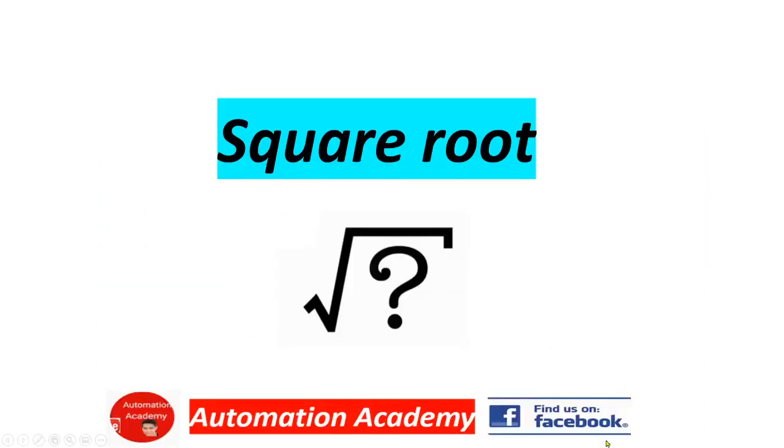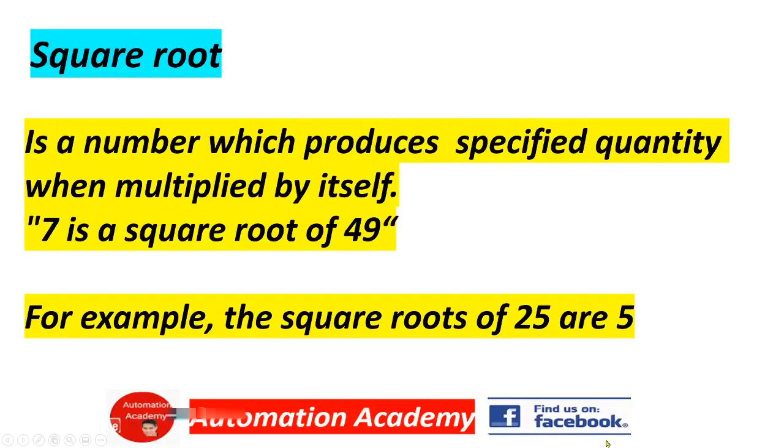Our next topic is square root. Square root is a number which produces a specified quantity when multiplied by itself. 7 is a square root of 49. For example, the square root of 25 is 5.